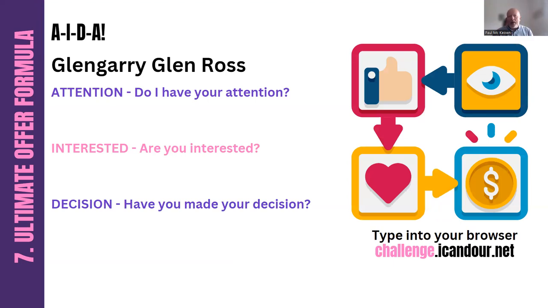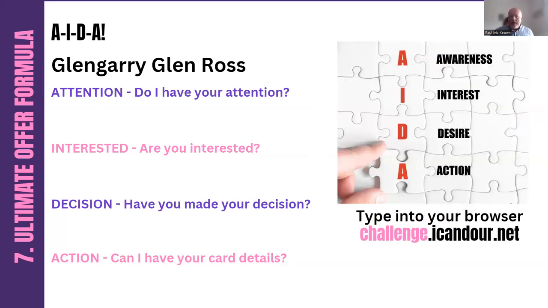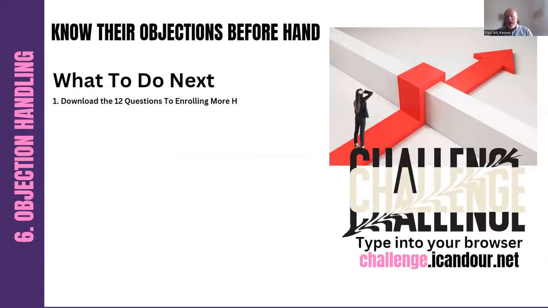Then it's decision time. Decision. Have you made your decision, sir or madam? And then the last one, of course, the all-important CTA, the action. Can I have your card details, please? Okay, that's what it is. You put them up a payment link, and then you ask them, okay, have I made it clear? So remember, what we've just gone through there is the ABC and the AIDA.